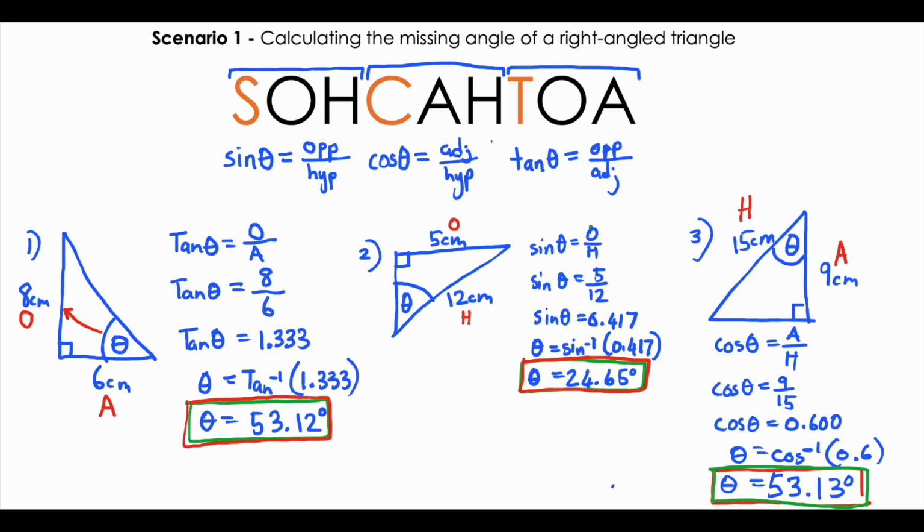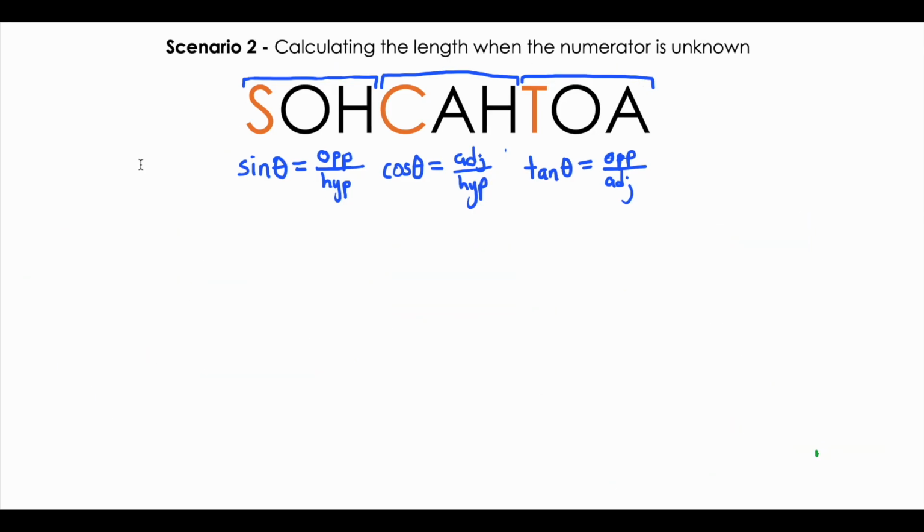The next thing we have to work out now is when we are doing the length. There are 2 scenarios when we're doing the length. We're going to look at the first one, which is when the numerator is unknown. So let's look at our first example now. These are for right angle triangles.